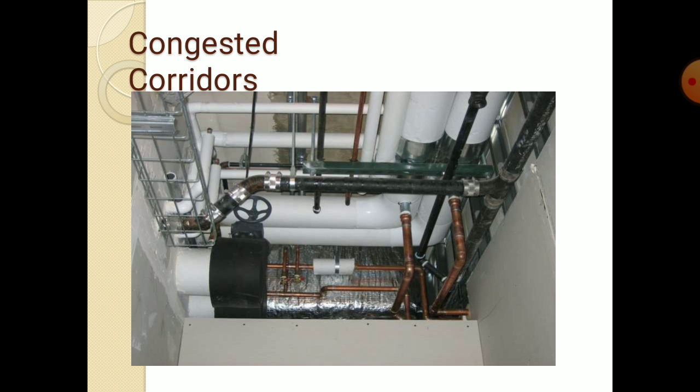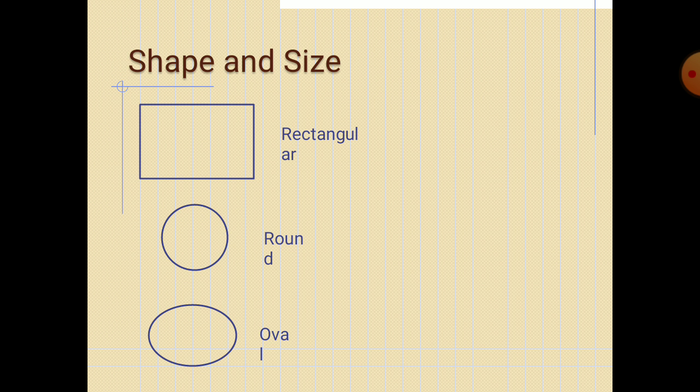This is some congested corridors. Different duct materials are shown which are insulated. This white colored part is clearly visible for congested corridors. This is the shape and size of duct material: rectangular, round and oval. If we compare these three shapes, rectangular duct is preferred because it is simple in construction and of low cost.